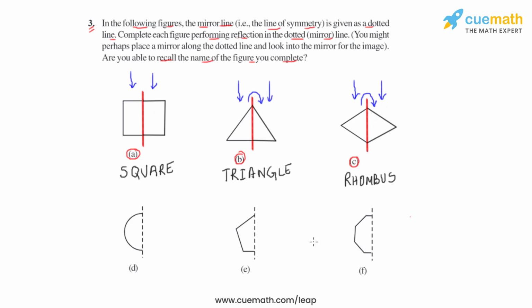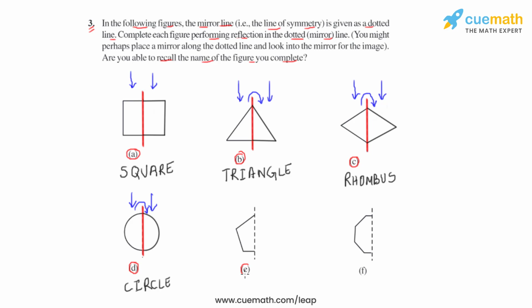Now in figure D, as we see this particular diagram, if we highlight the mirror line and we perform the reflection of this half, we'll see that this would be the reflection of the other half, making this diagram a circle. And if we fold this figure about this line, we'll see that both the parts will coincide, making this red line the line of symmetry. And this figure which we obtained in part D is known as a circle.